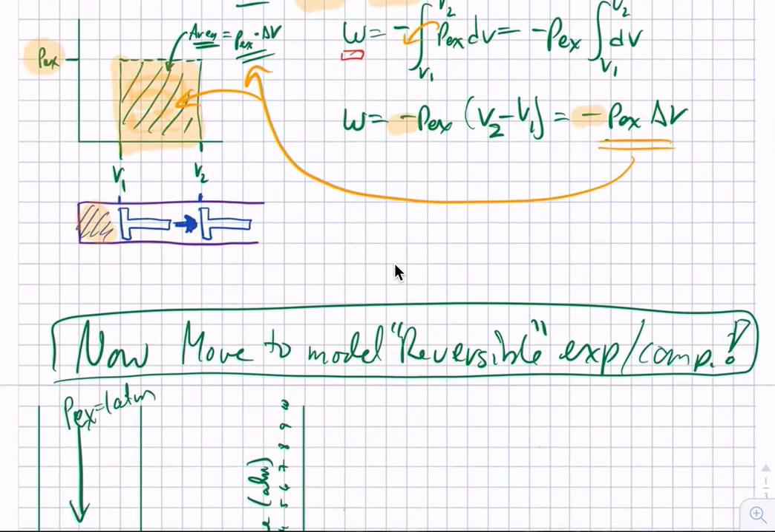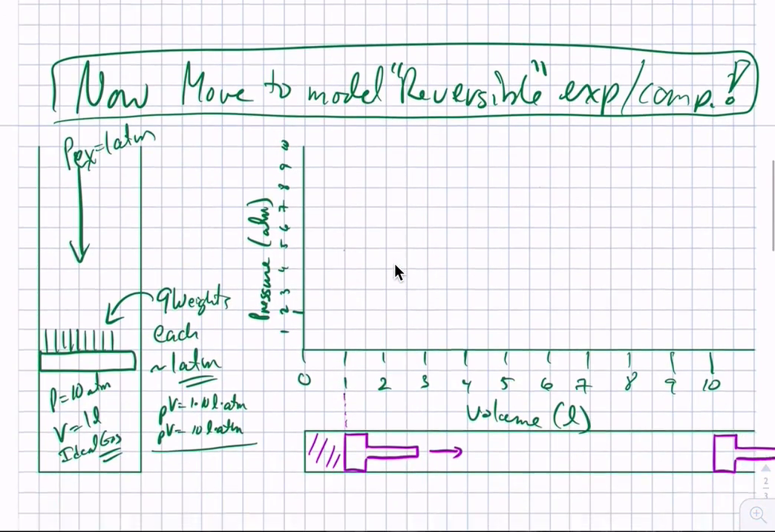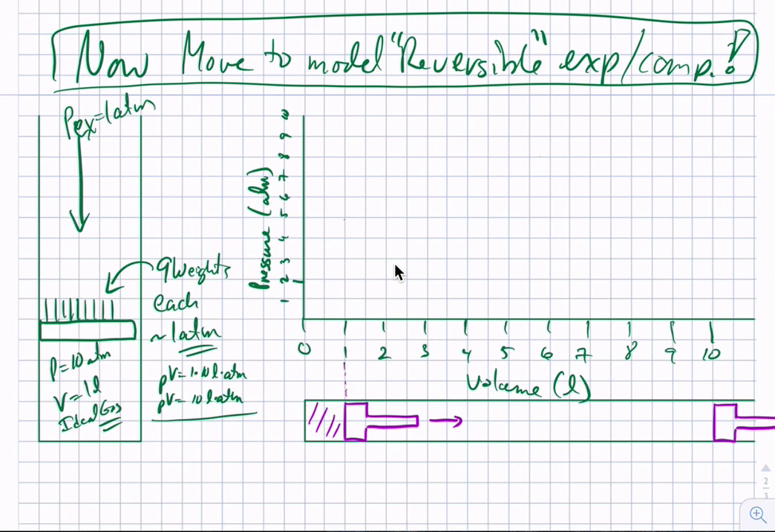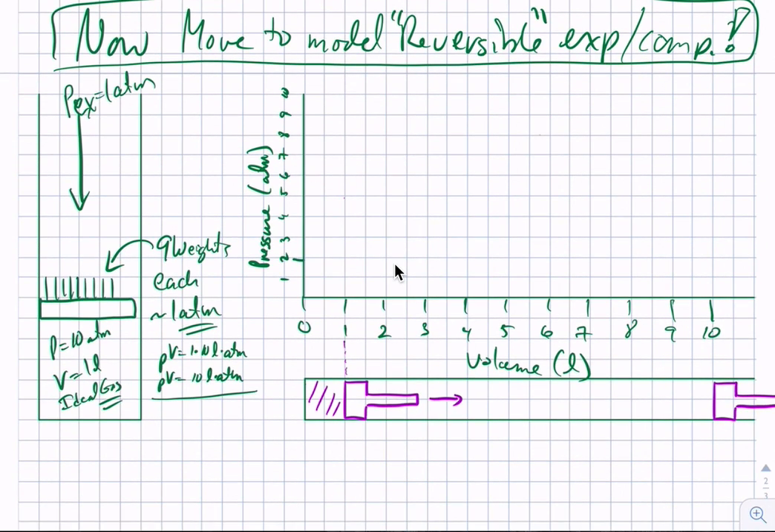Whereas if we move to something we're going to call reversible expansion compression, we're going to move the piston so incredibly slowly that the gas inside never becomes out of equilibrium. And so we move it infinitely slowly, and we're going to ask the question, how much work can we get out of the system if that's the case? To explain or to rationalize this, let's take steps. Let's do the following experiment.